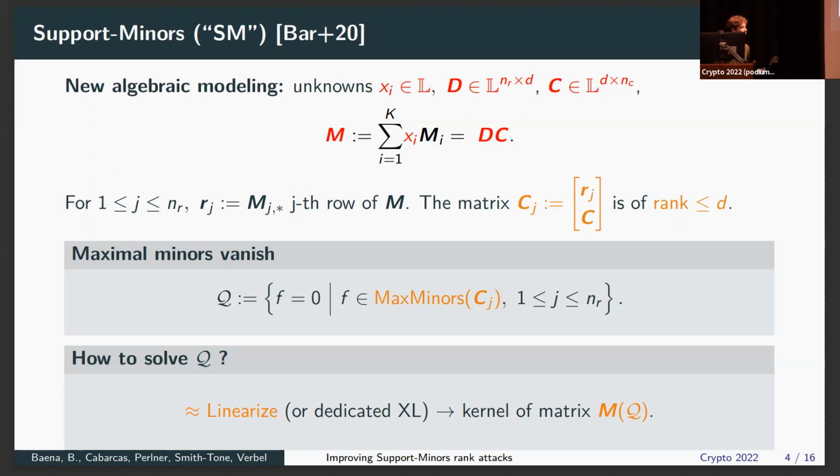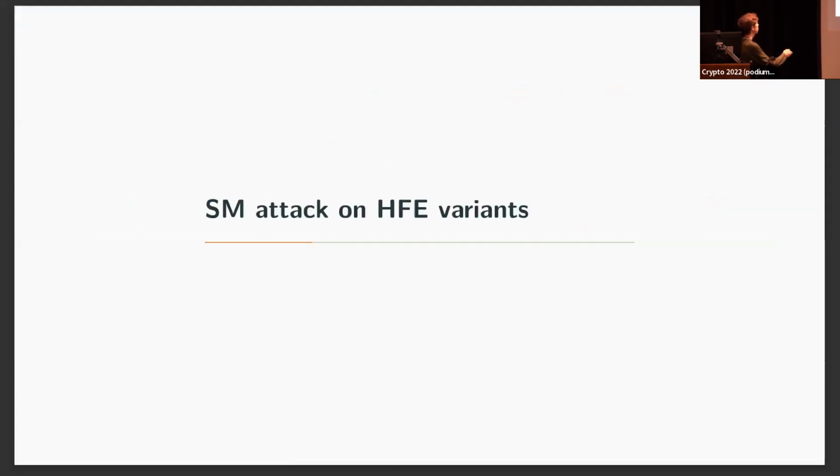And of course, it will fail if you don't have enough equations compared to the number of monomials. But in this case, you can still try to apply what is called XL, where you multiply the equations by monomials of higher degree, and you try to linearize again. And in both cases, in fact, you are left with computing the kernel of some matrix MQ, which is directly related to your initial system. So our first contribution in this paper is to propose an improved attack on HFE variants and GEMS, which is based on this very same Support Minors system.